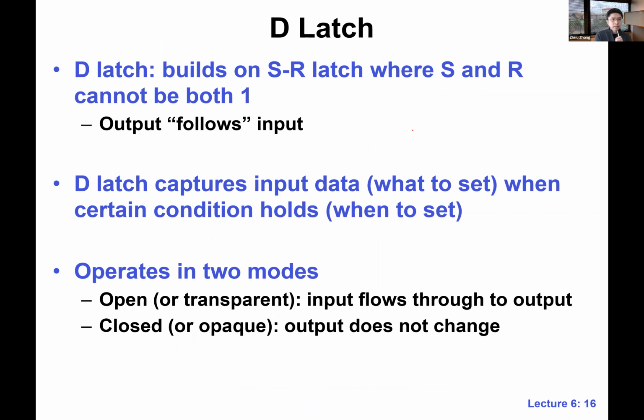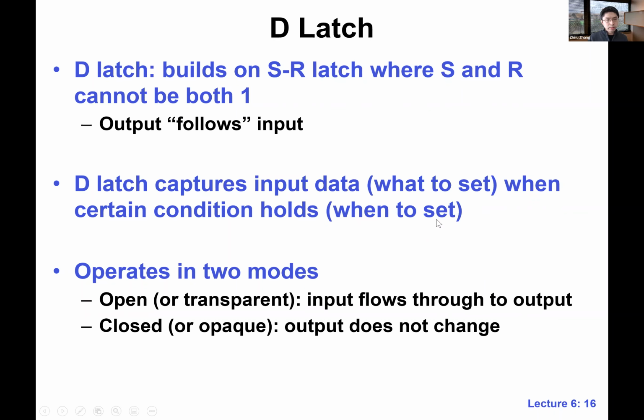Okay, so one more latch before we talk about another concept. This one is called D-latch. The D-latch is built on top of SR latch. This is where we avoid the illegal combination for SR. We don't want S and R to be both ones. With D-latch, we can avoid it in a very clever way. And also, we can decouple two concerns. We can have this separation of concerns.